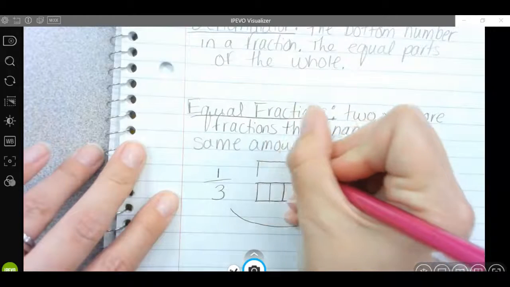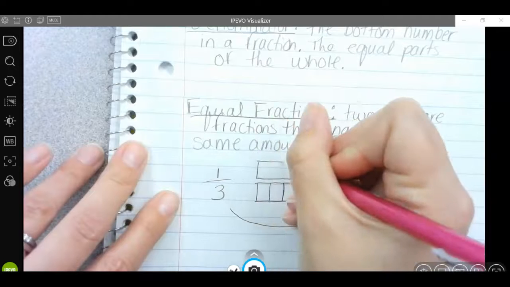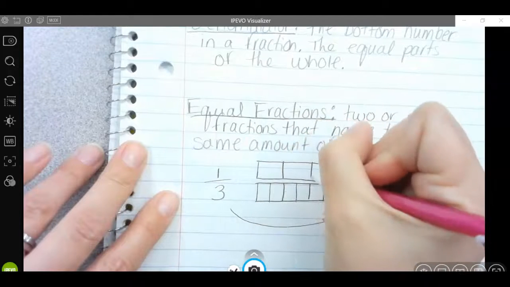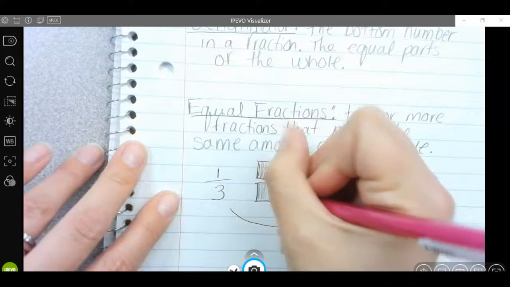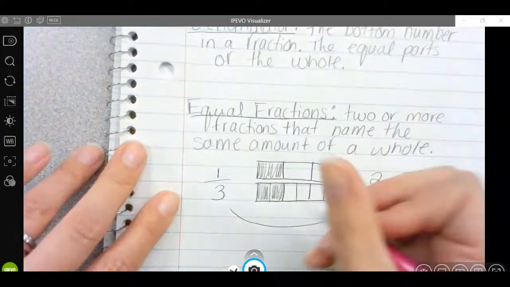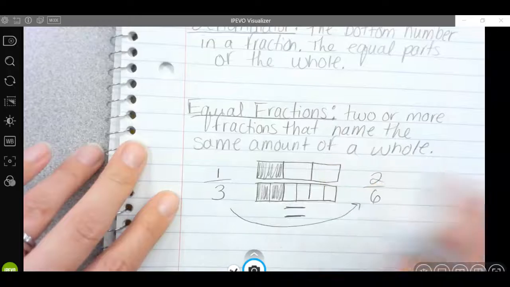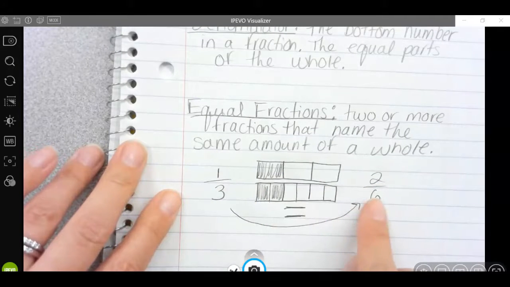I'll draw up here. So we'll have this in thirds. So I'll shade in 1/3 here, and I'll shade in 2/6 here. Okay? So I'm going to put an equal sign down here. It kind of looks like a face now. But 1/3 is equal to 2/6.